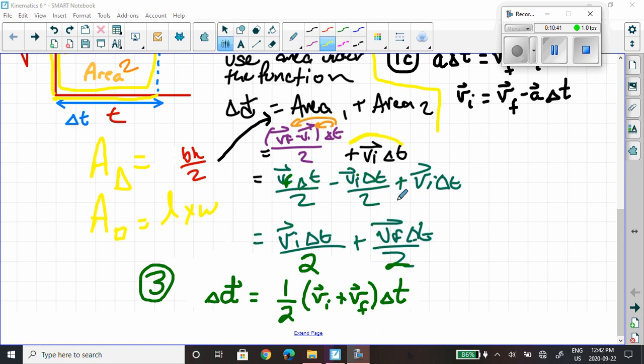So now, being the math students that we are, we're going to collect like terms. These two are like terms. Look, I have VI delta t, and here I have a negative VI delta t all over 2. So I have a positive whole and a negative half, which combine to give me VI delta t all over 2. The VF delta t all over 2 does not change, so I just bring it down here and repeat it. And that leaves me with now a third equation.